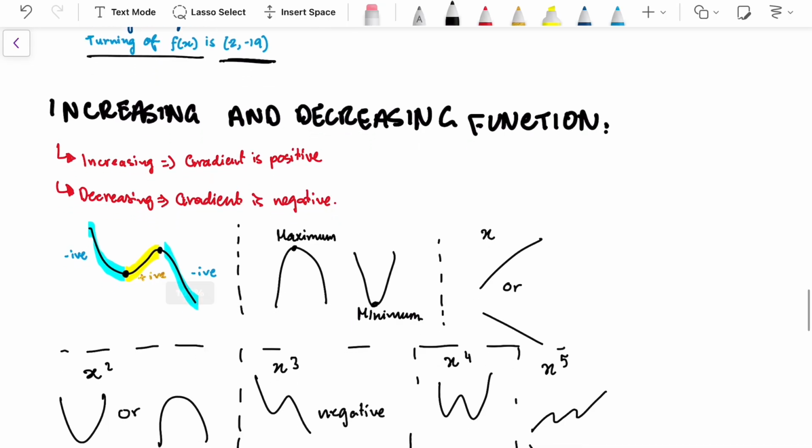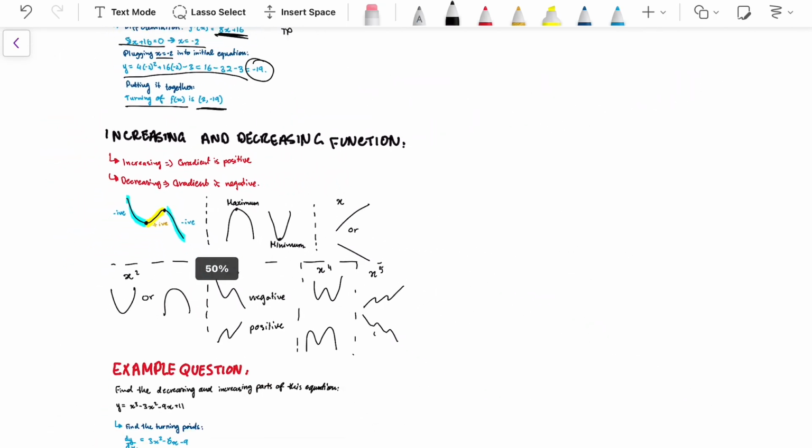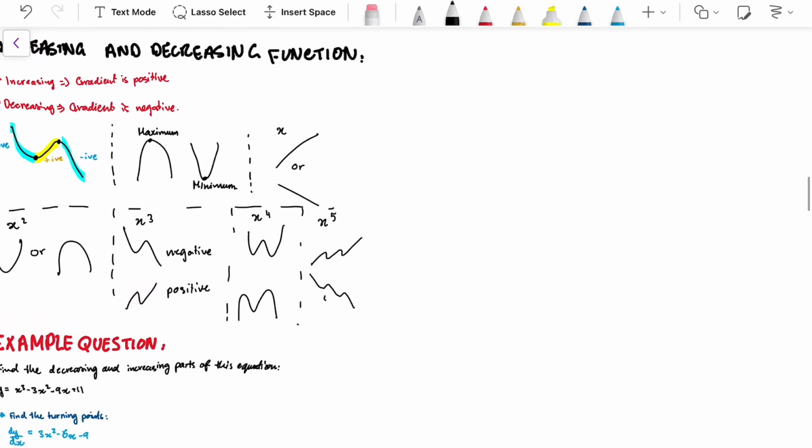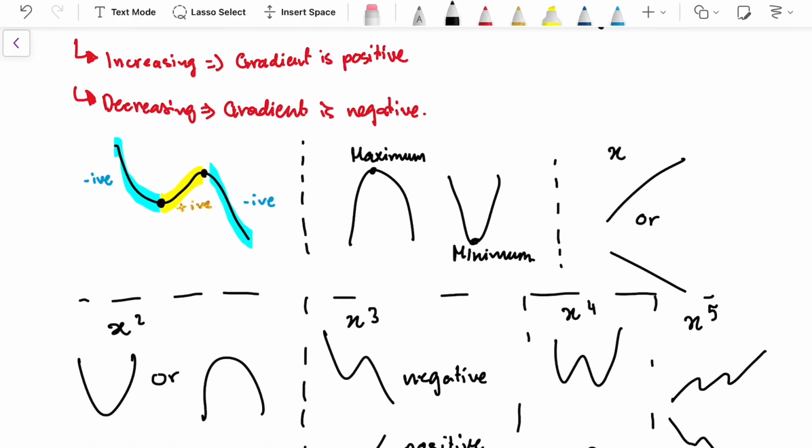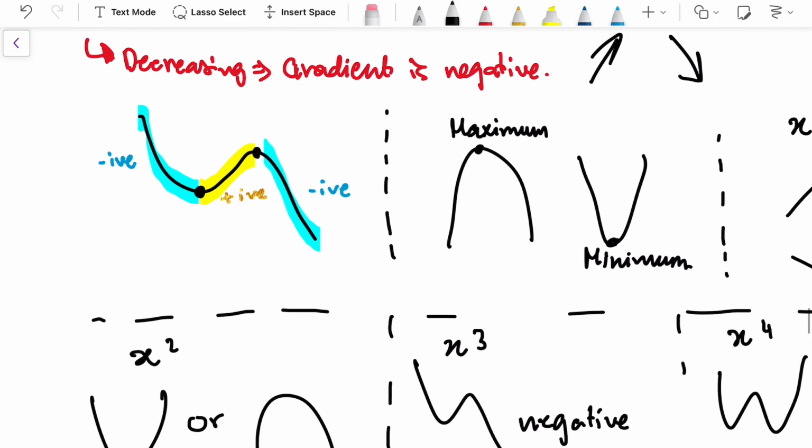Now we're going to look at increasing and decreasing functions. There's not a lot more to go, just 2 more topics after this one. So basically, increasing functions means that the gradient is positive, meaning it's increasing like that. Decreasing means that the gradient is negative, which means that it's decreasing like that. As you can see over here, this is negative, this is negative, this is positive. So when it's going up, when it's growing, the y value is increasing, that means that it is positive.